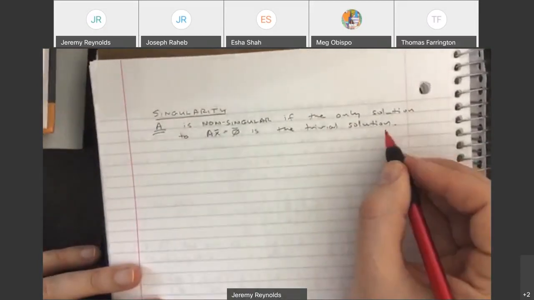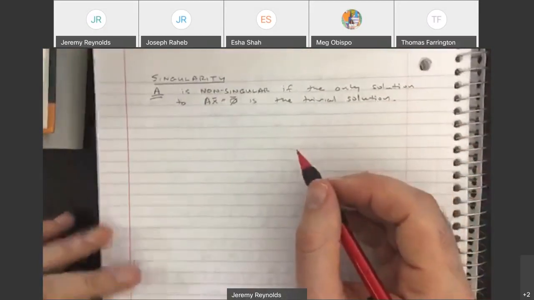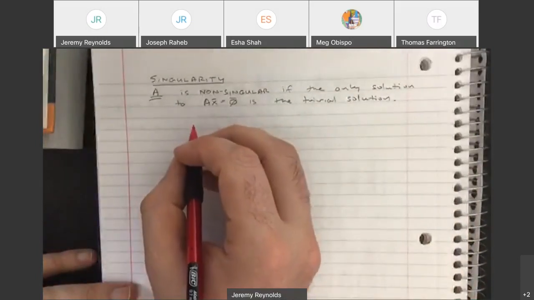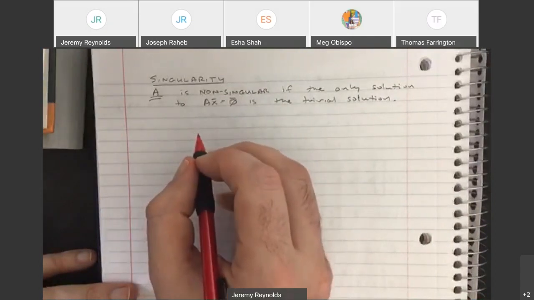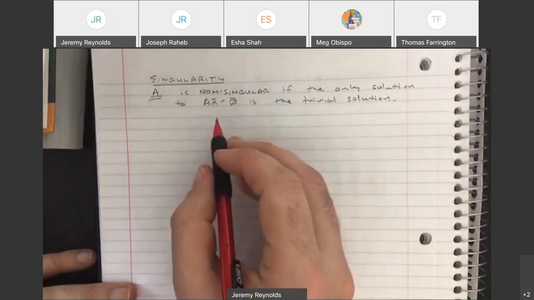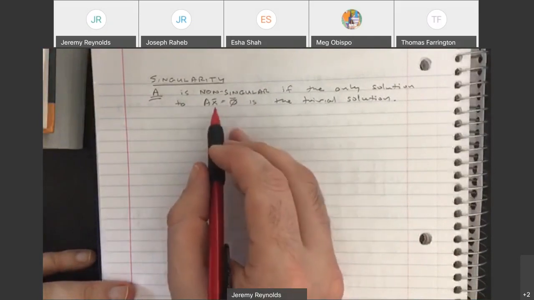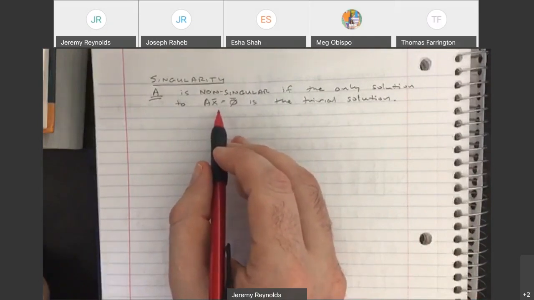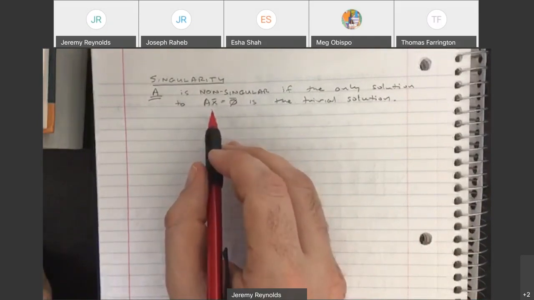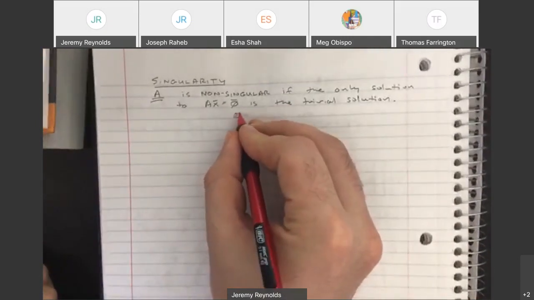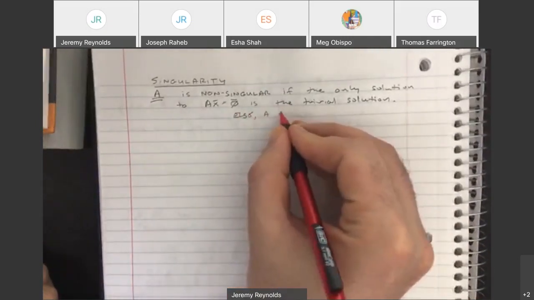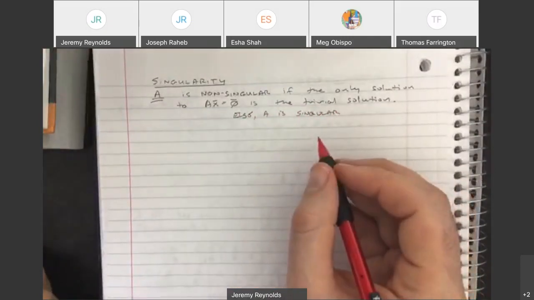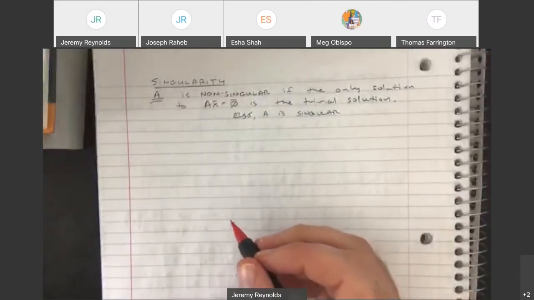So we can see that we're going to check this basically the exact same way that we check for vectors. But the difference is in linear independence, we're talking about a set of column vectors. Here we're talking about a matrix. So if the columns in matrix A are linearly independent, then A is non-singular. Else, A is singular. So if the column vectors are linearly dependent, then it is a singular matrix.